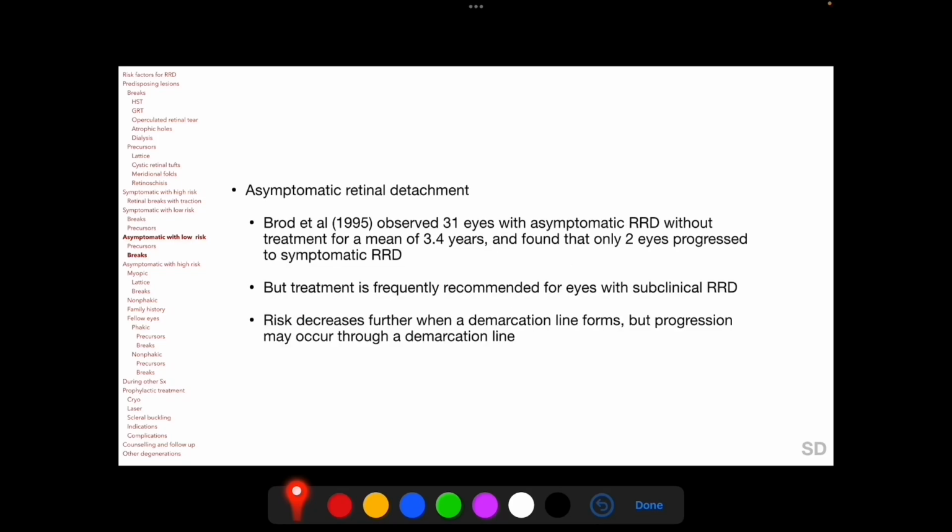Broad et al. observed 31 eyes with asymptomatic or subclinical RRD without treatment for a mean of 3.4 years and found that only 2 eyes progressed to symptomatic RRD. Even then, treatment of subclinical RRD is frequently recommended. Risk of progression from subclinical RRD to clinical RRD decreases further when a demarcation line forms around the subclinical RRD, although progression through demarcation line has been documented.